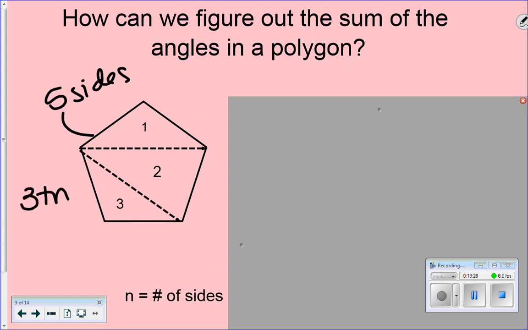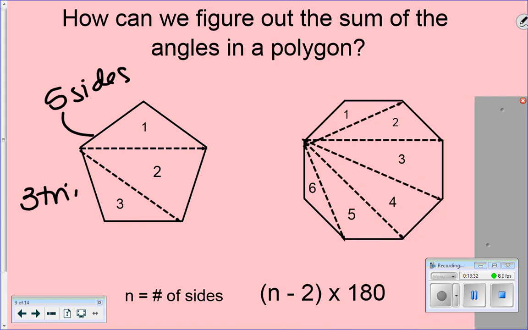Okay. Now let's go to this right here. This is an octagon. How many sides does an octagon have? How many triangles did I get out of it? Do you see a pattern here? What's happening? It goes down 2 every time. Did you notice that? So no matter how many sides I have, how many triangles am I going to have? Two less every single time.